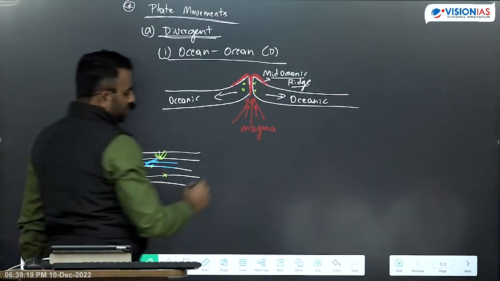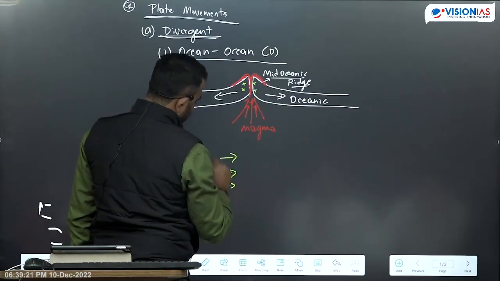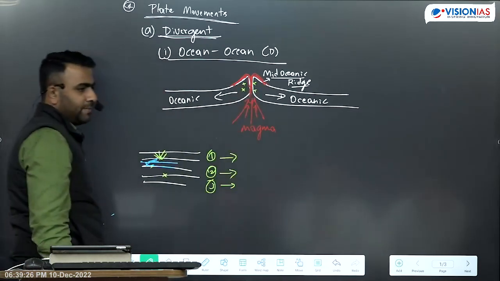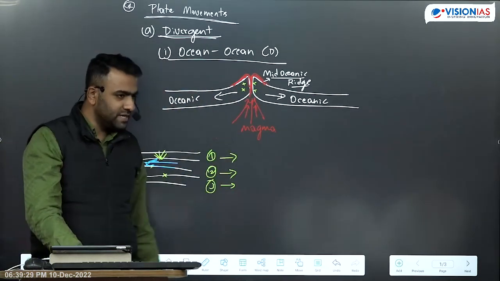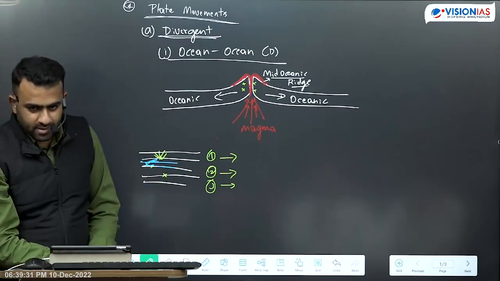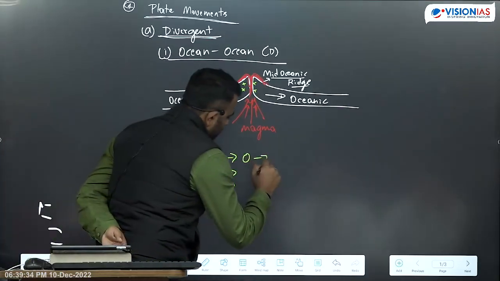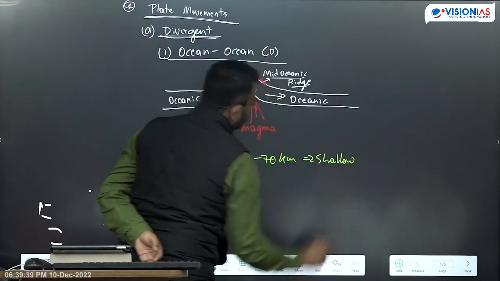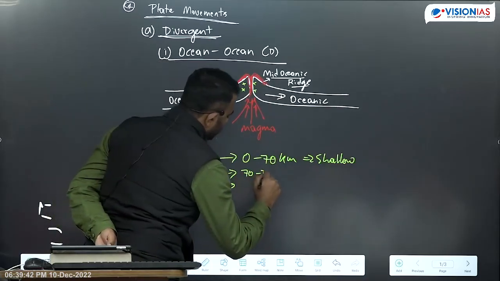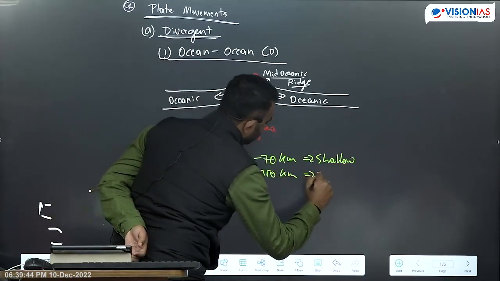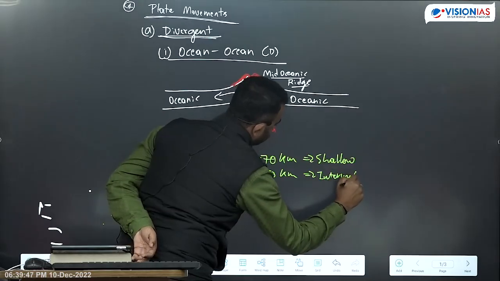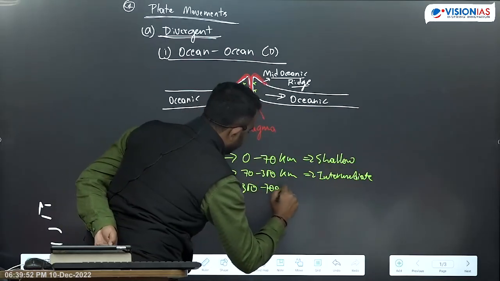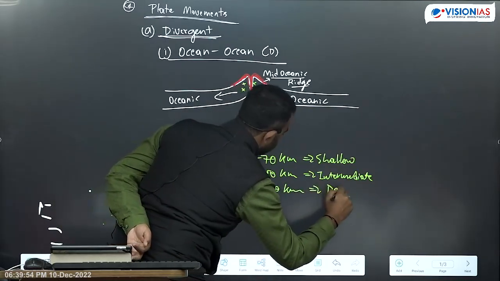Now earthquakes are divided into three different types. Okay, there are three types of earthquakes, depending upon the depth at which the earthquake is happening, the depth at which the energy is being released from the surface. If the depth is between 0 to 70 kilometers, it is called a shallow earthquake. Between 70 to 350 kilometers, it is called an intermediate earthquake. 350 to 700 kilometers of depth, it is called a deep-seated earthquake.